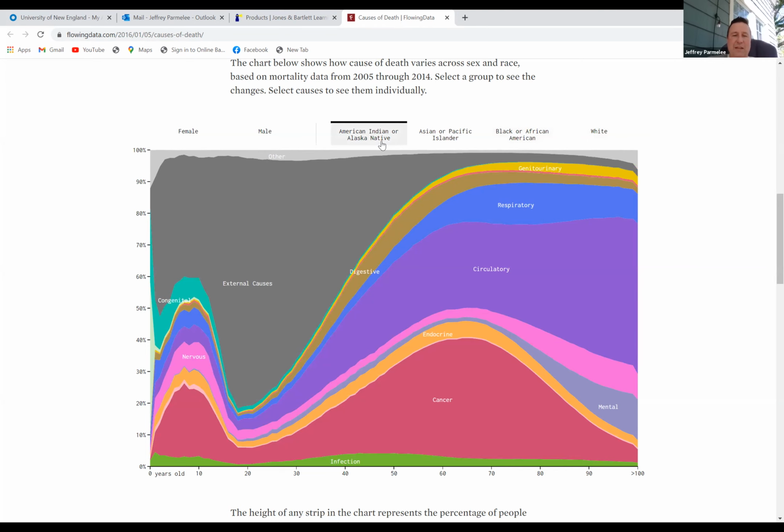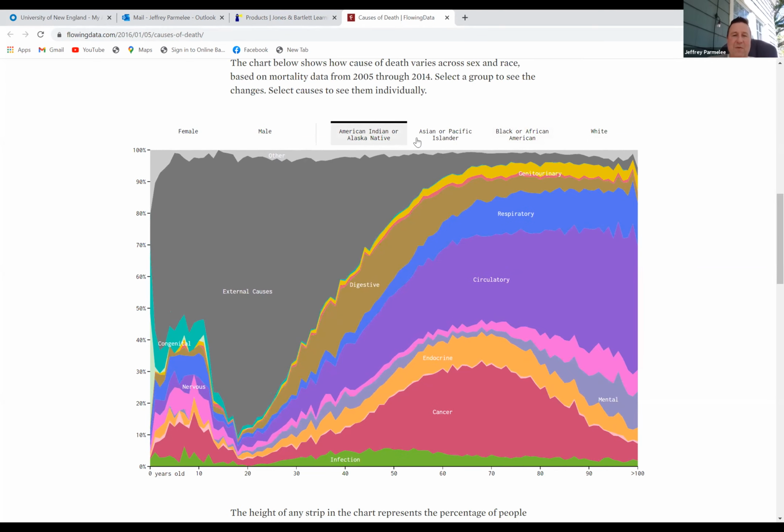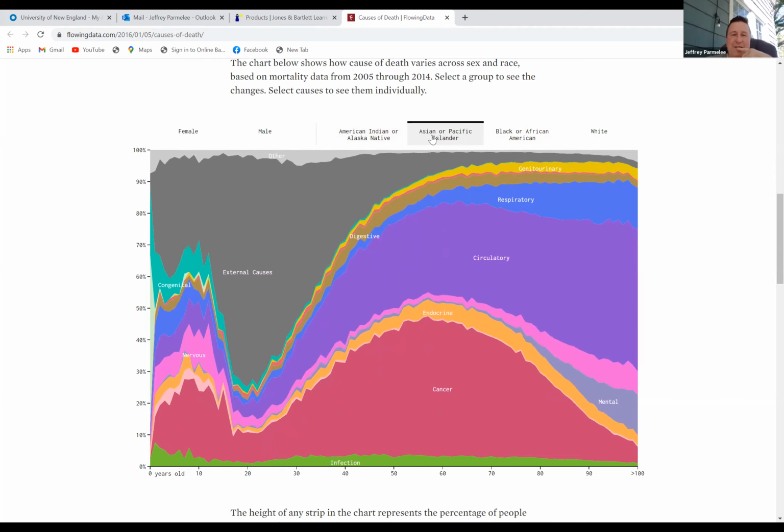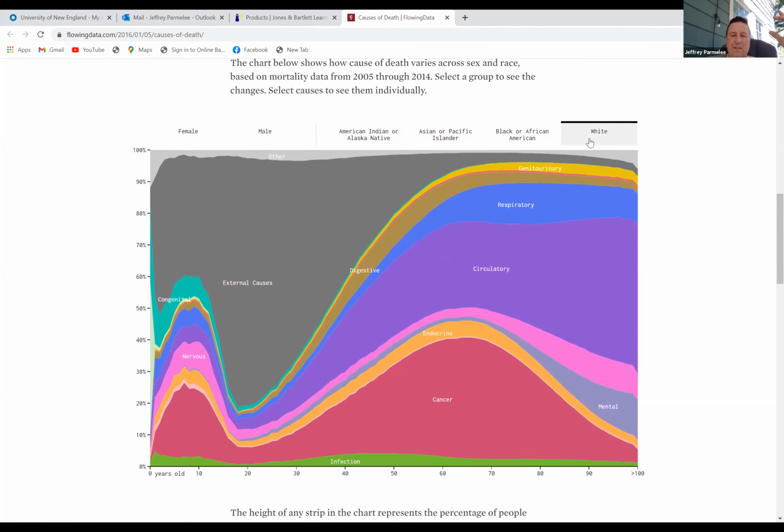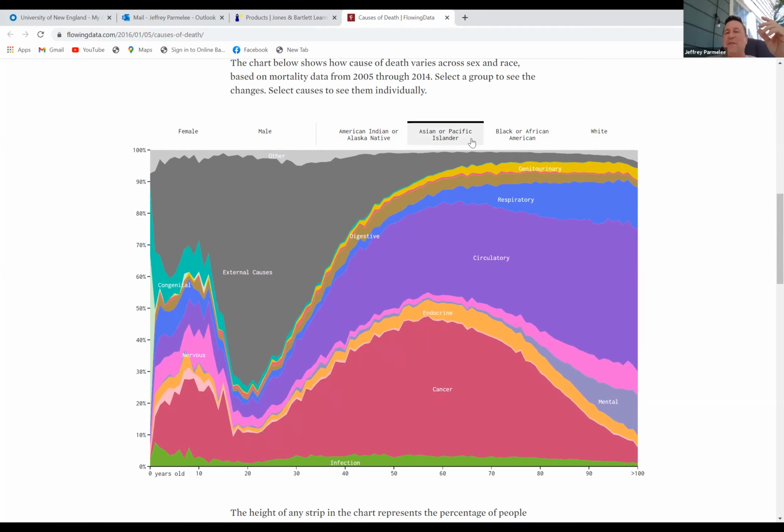This would be American Indian or Native American. Oh, quite a difference there too. See that choppiness? I think that's because of a lower sample size, and so it's a little more choppy. Asian. Oh, look at that. So Asian, less external causes, cancer seems to really go up. Anyway, this is fascinating. So just so you know, race and sex are going to be factors for mortality.